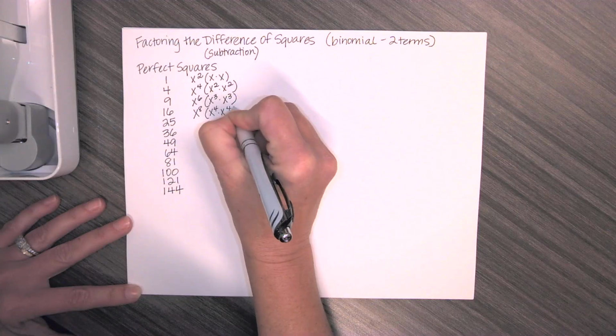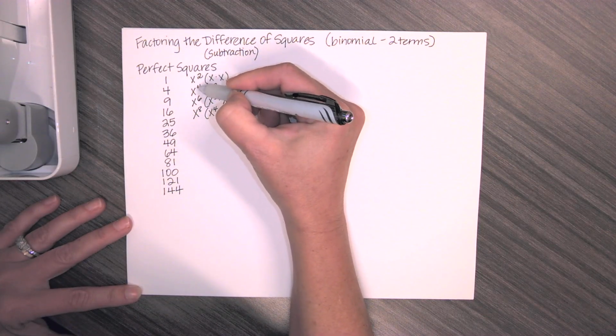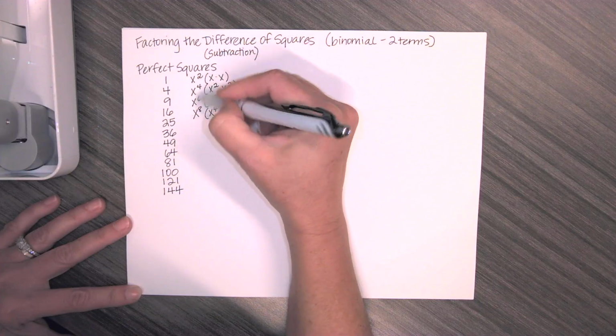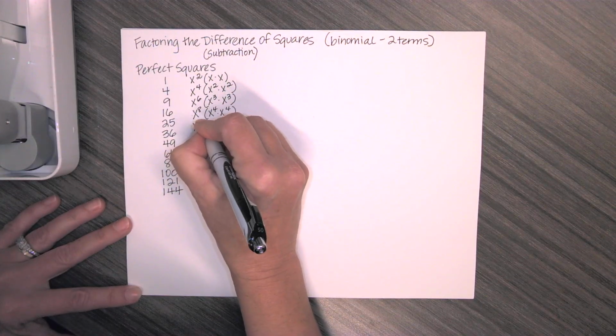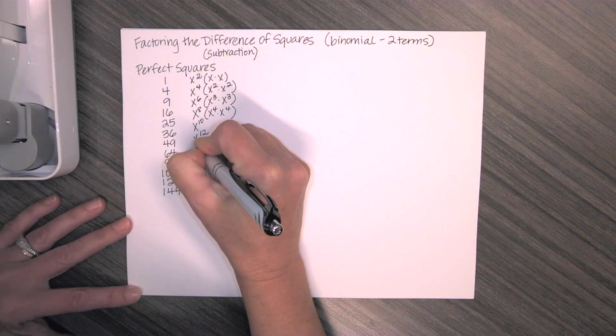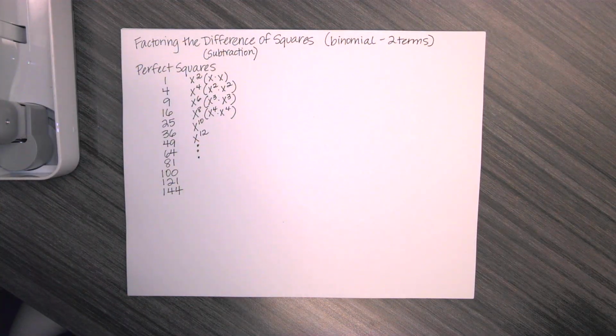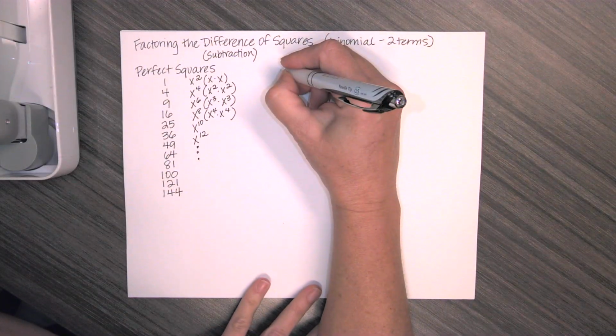The next one would be x to the eighth, and so on. Now you can see the pattern here. If the exponent is even, then it's going to be a perfect square. So the next one would be x to the 10th, x to the 12th, and so on. And again, these don't have to be x's. They can be any variable, a squared, b to the fourth. Any of those would be considered perfect squares. So here's what a difference of squares might look like.